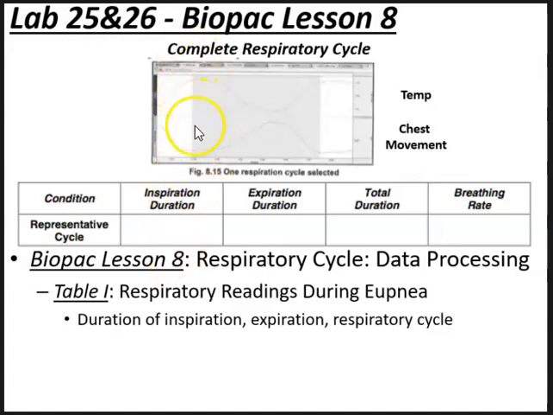Okay, and here is one complete respiratory cycle. We have inhalation with this peak going up, and then exhalation with this peak going down for the chest movement recording. So again, we want to get the peak of one respiratory cycle to the peak of another. Again, we record the inspiratory duration going here, and then we record the expiratory duration going here, and we add both to get the total duration. Okay, and then at that point, the Biopac can then calculate the breathing rate.